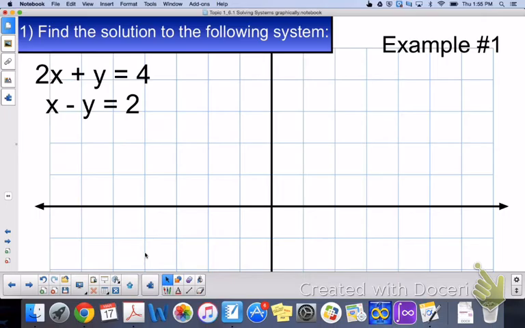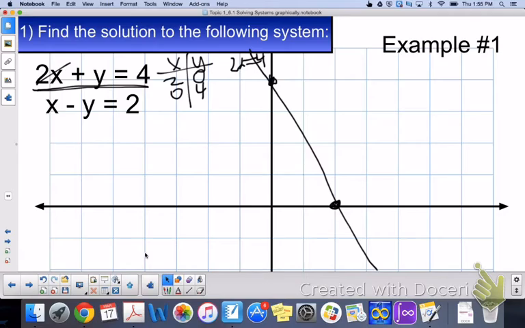So, find the solution to the system. The first one, 2x plus y equals 4, that's in standard form. I'm going to graph that using x and y intercepts. So when y is 0 for my x-intercept, I am left with 2x equals 4, divide by 2, I get x equals 2. So I have the point 2, 0. And then when x equals 0, I am left with y equals 4. So that's the point 0, 4. So that's right here. So there's my first line.